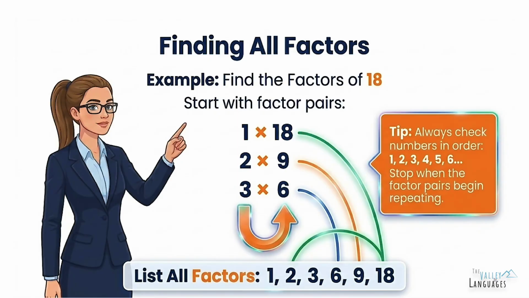Let's actually see this in action. We start with 1 times 18. Then we check 2. Yep, 2 times 9 works. We check 3. Yes, 3 times 6 works. Now we check 4. Nope, doesn't go evenly. 5. Nope. Then we hit 6. But wait, we already have 6 from our 3 times 6 pair. That repetition right there is our signal to stop. We've found them all.